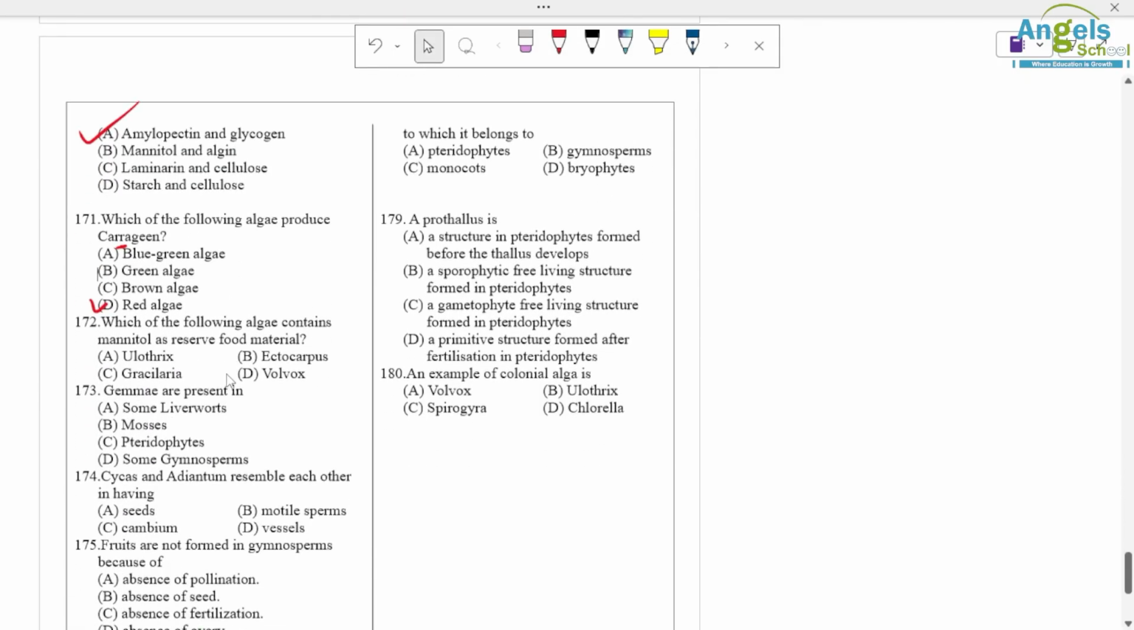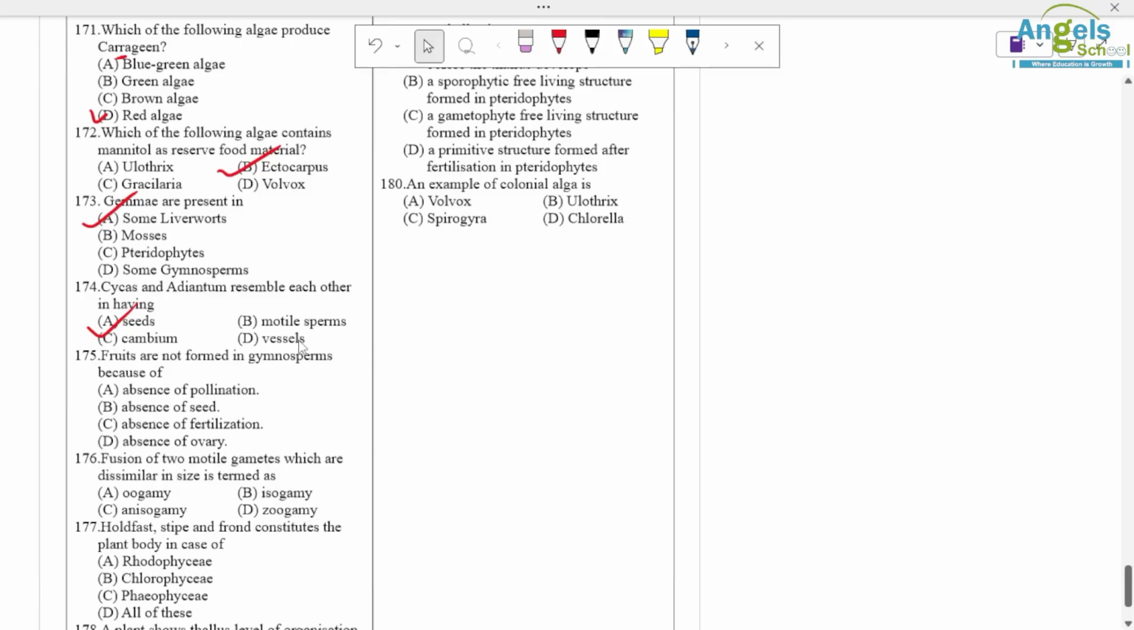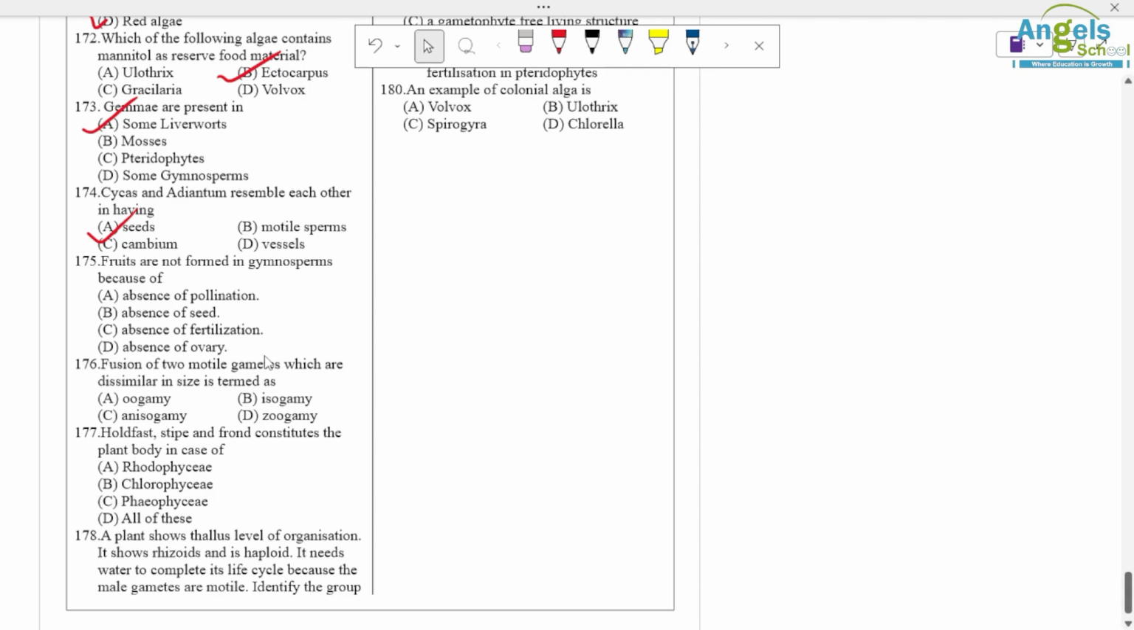Which of the following algae contains mannitol as a reserve food? So it is Ectocarpus. Gemma cups are present in some liverworts only. Cycas and Adiantum resemble each other in formation of a seed. Both have seed formation. Fruit is not formed in gymnosperms because the ovary is absent.